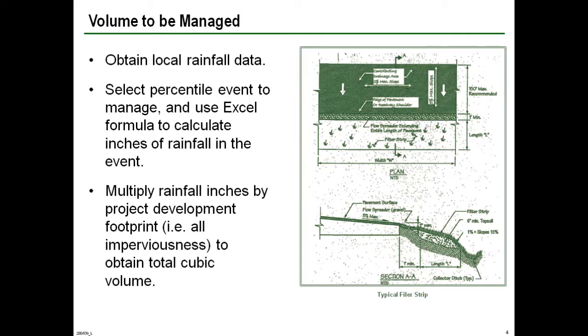To determine the amount of rainfall volume to be managed, a project goes through these 3 steps. First, obtaining local rainfall data. Secondly, using Excel to determine the percentile event that the project wants to manage. And third, multiplying the rainfall inches from that percentile event by the project development footprint, or its imperviousness. That gives total cubic volume to be managed.